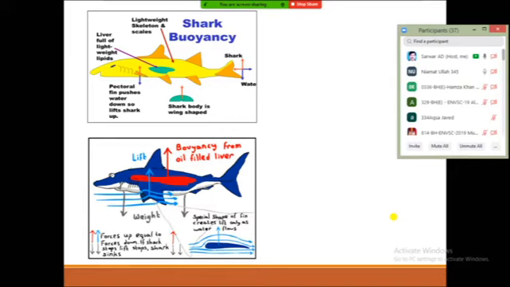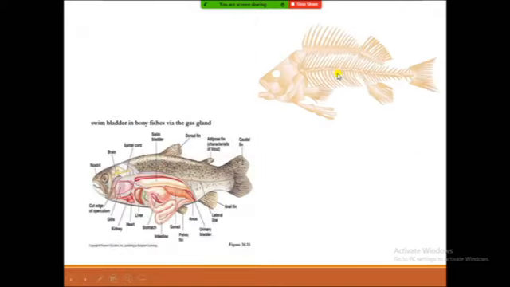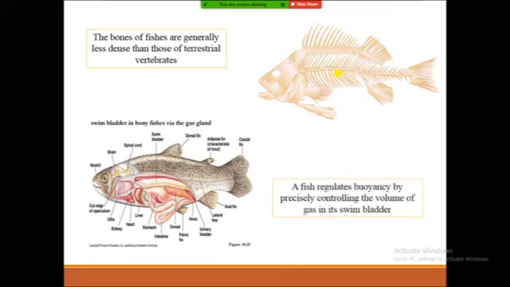They also possess very lightweight oil in their liver. The pectoral fins of the shark are planing devices that help to create lift as the shark moves through the water. This is the same thing that we have explained. Here, the bones of the fishes are generally less dense than those of terrestrial vertebrates, meaning they have a very light skeleton, and fish regulate buoyancy by precisely controlling the volume of the gas in the swim bladder.